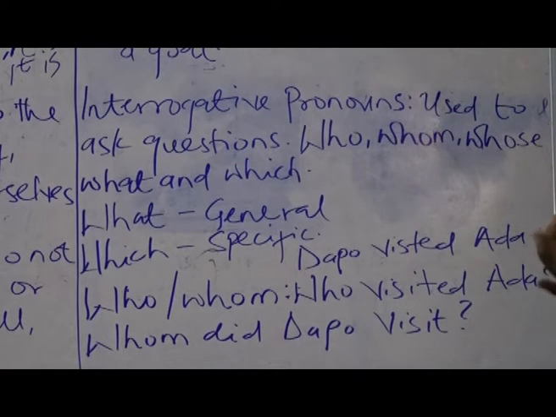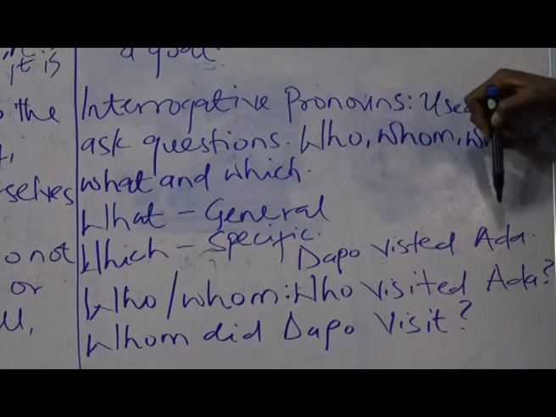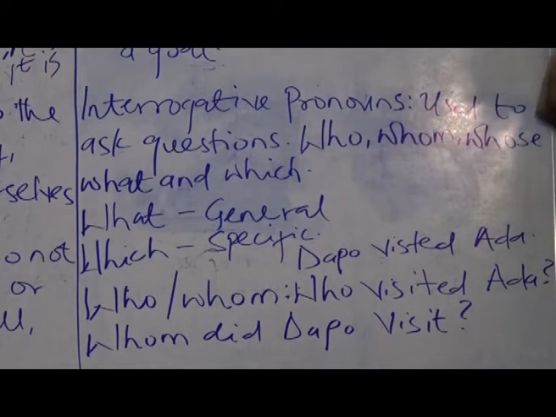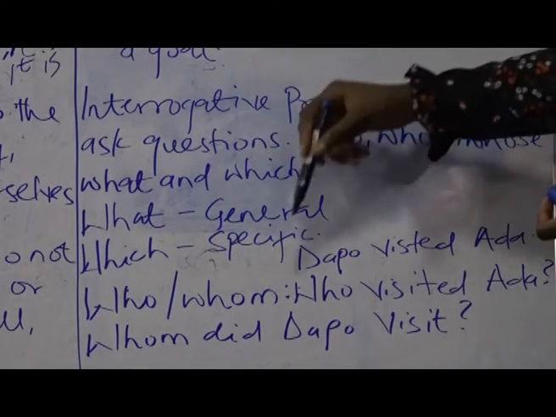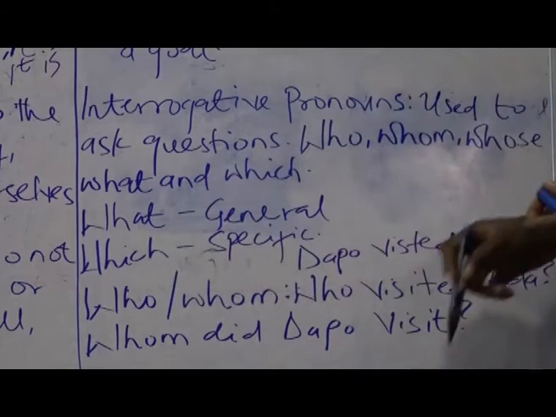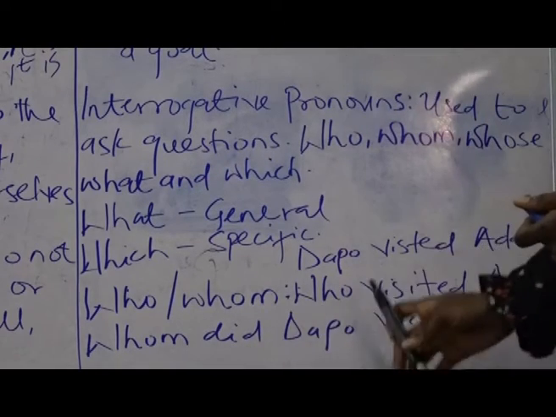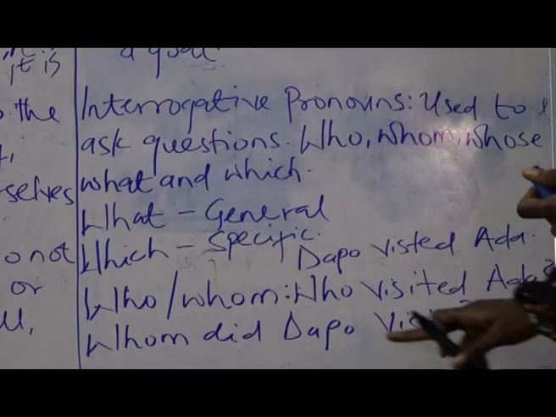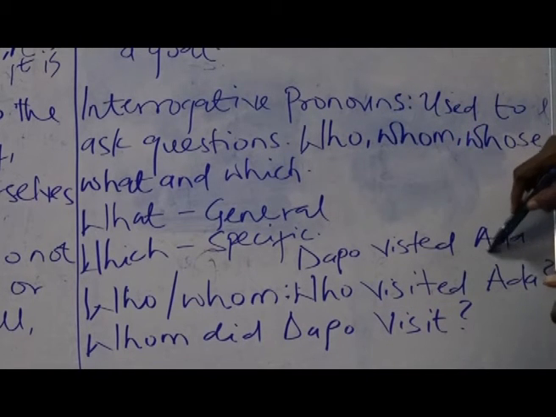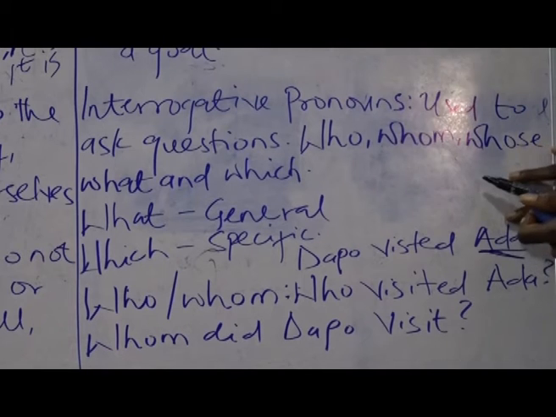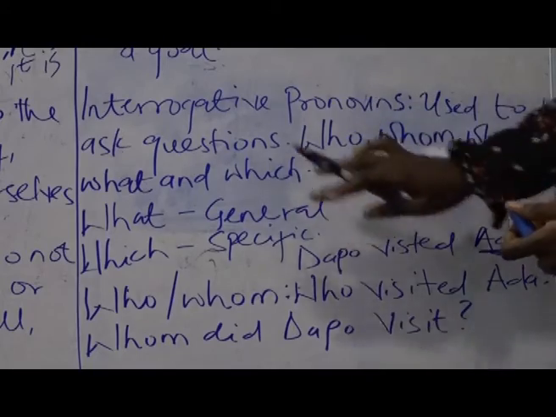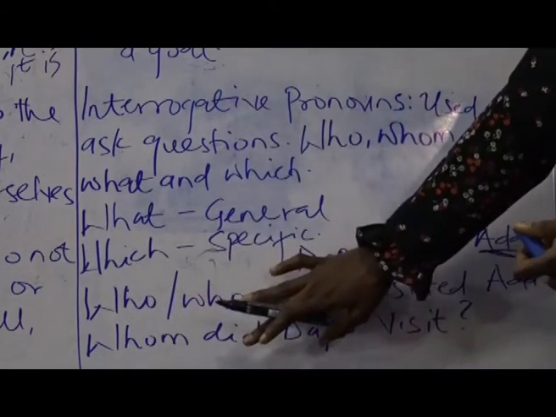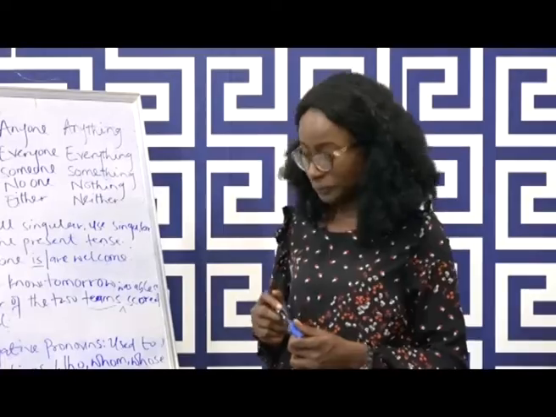But if we want to find out about Ada, that is who Dapo visited, you can still use who. Who did Dapo visit? But if you want to use it specifically, if you want to make use of whom, you can use it here. Whom did Dapo visit? Because now this person is in the object position. It is the receiver of the action. So that is it, the difference between who and whom, what and which.